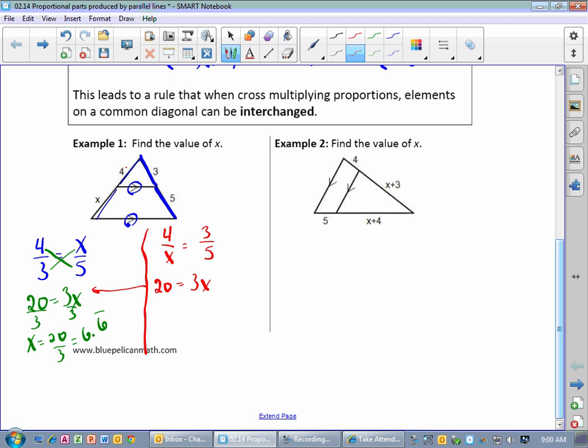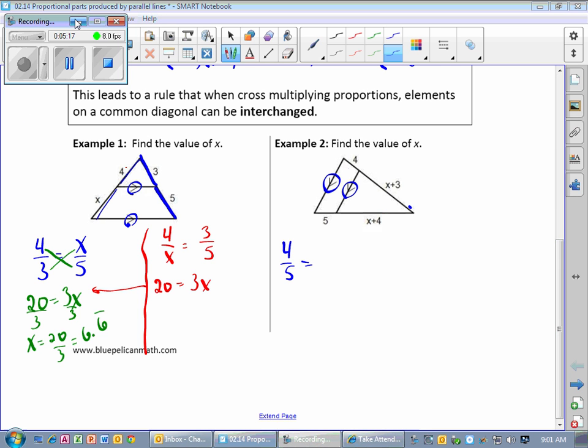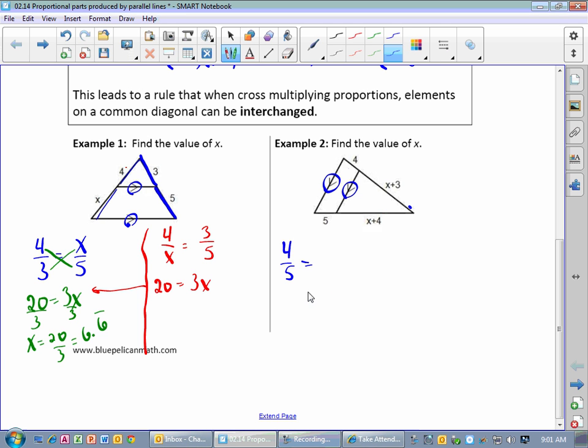Okay. So look at example 2. For another example, we'll do this again in 2 different ways. So we got parallel lines, which means that the sides here are proportional. One way we can set this up is the ratio of 4 to 5 equals, look at the other side. So 4 to 5 equals, now look what side goes with the 4 here, x plus 3. And then what's going to go with the 5? X plus 4. Okay. So we cross multiply.